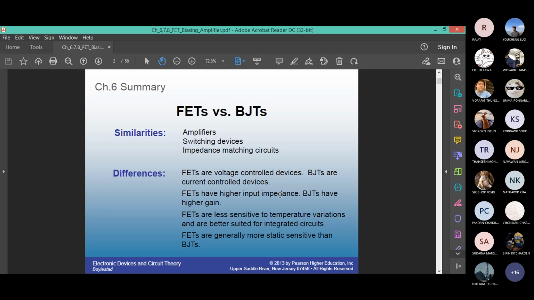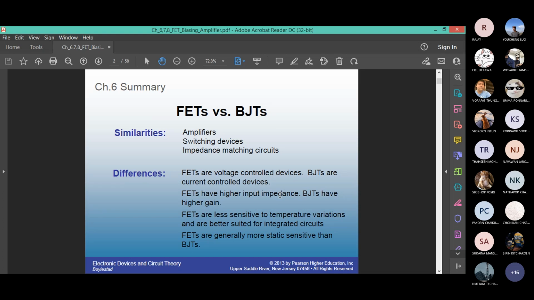For the FETs, they are not current control devices. They are voltage control devices. The main input parameter is an input voltage. Compared to BJTs, the FETs have a very high input impedance. On the other hand, if you look at the gain, especially the voltage gain, BJTs tend to have higher gain. FETs are less sensitive to changes in temperature, so they are better suited for ICs, integrated circuits.